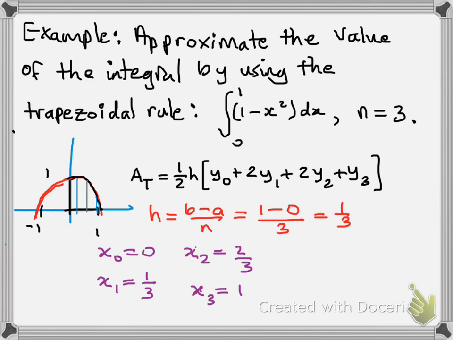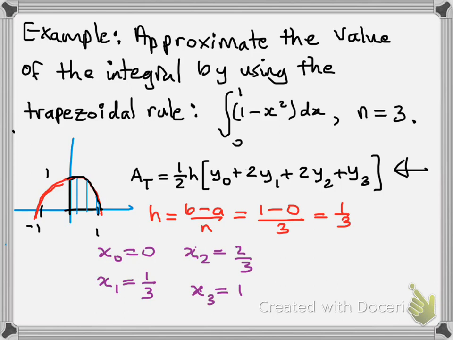Okay. So the formula we're using for the area of a trapezoid is what I have over here. All right. So that is A sub T equals half of h, which is the same thing as h over 2, multiplied into y sub 0 plus 2 times y sub 1 plus 2 times y sub 2 plus y sub 3. H is (b minus a) divided by n, as in the previous example. B in this case is 1, a is 0, so 1 minus 0 divided by 3, so that's 1/3.